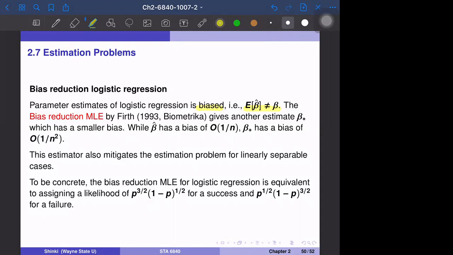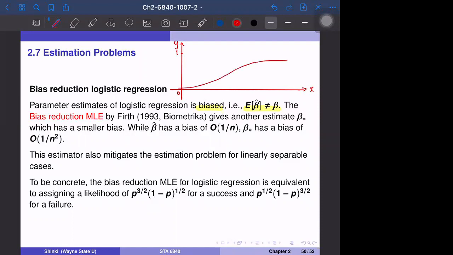To illustrate this situation, think of a simple case where we only have one predictor and a binary response. The problem of logistic regression in the linearly separable case is that even though we have some true curve, a true fitted probability, such as this, if we only have a few observations, then it's really a kind of strange situation.